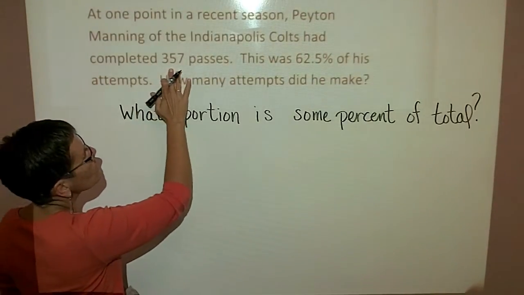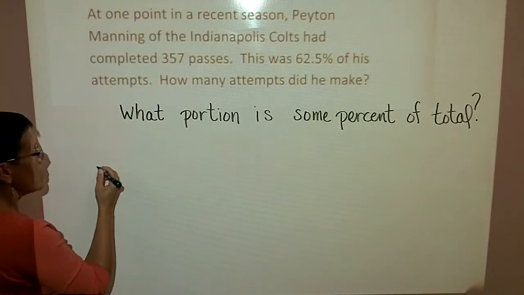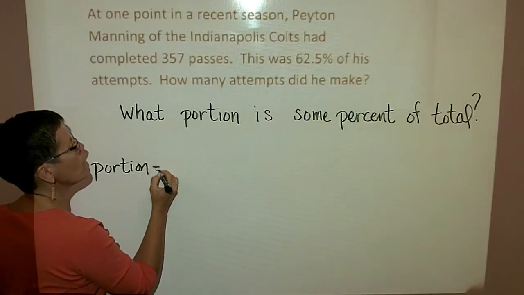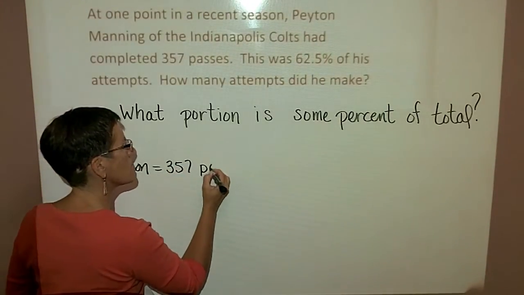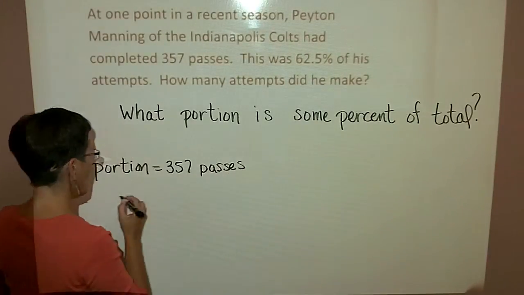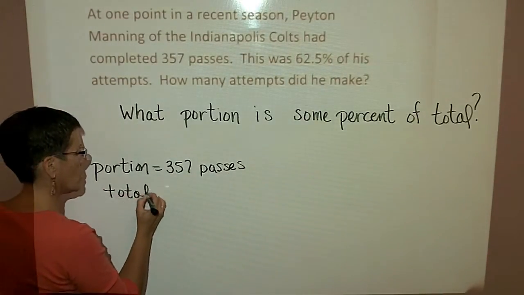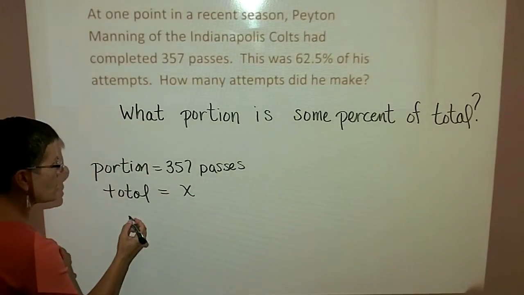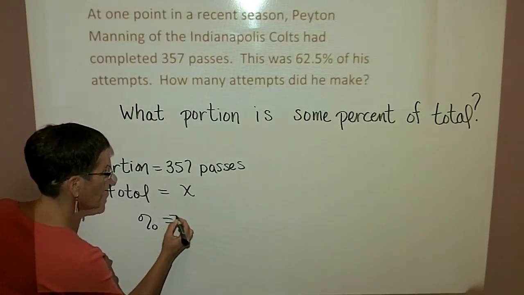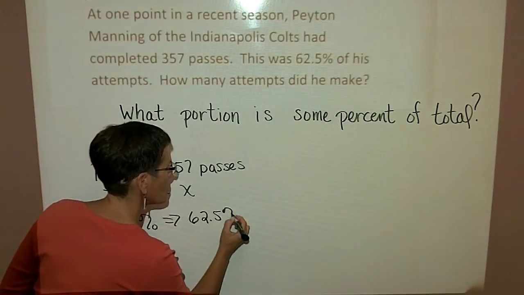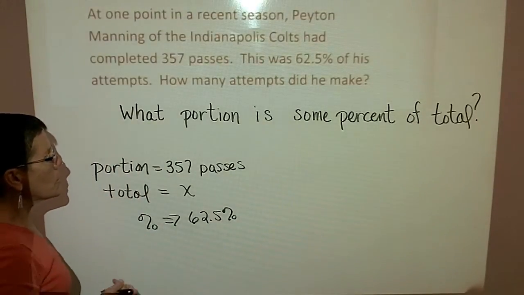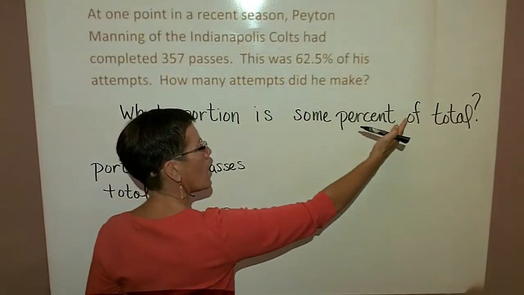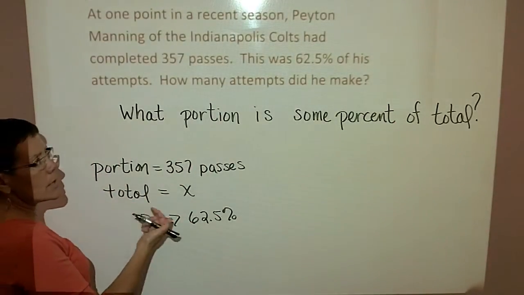So he completed 357 passes. That was the portion. Let's write this down. His portion, he completed 357 passes of some total number of passes. We don't know how many that is. And his percentage, I'm just going to put here, his percent completion rate was 62.5%. So with this in mind, we're going to take 62.5% of some total. Well, we don't know what his total is.